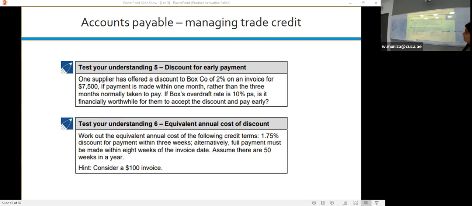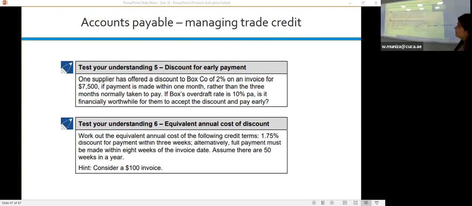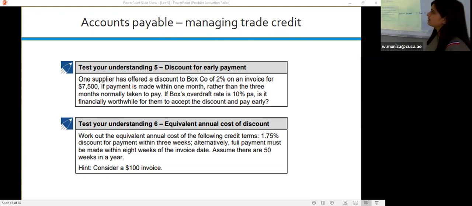One supplier has offered a discount to Box company of 2% on an invoice for 7,500, if payment is made within 1 month rather than the 3 months normally taken to pay. If Box's overdraft rate is 10% per annum, is it financially worthwhile for them to accept the discount and pay early?